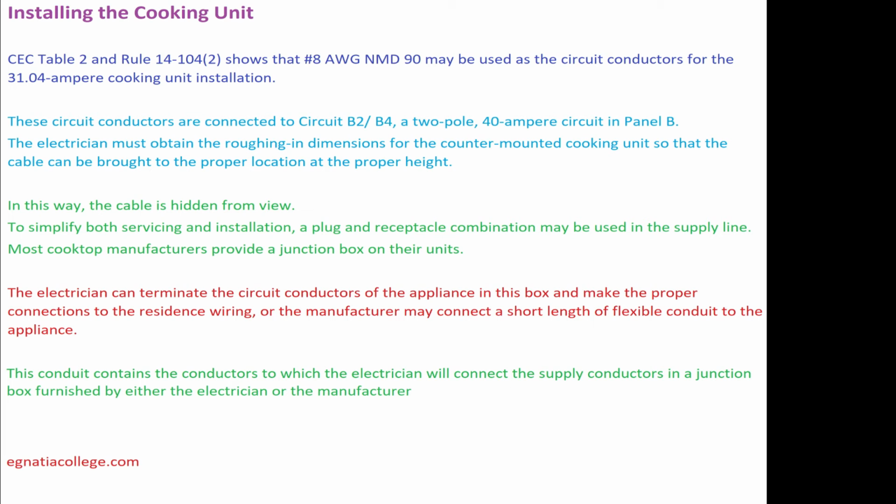The electrician can terminate the circuit conductors of the appliance in this box and make the proper connections to the residence wiring, or the manufacturer may connect a short length of flexible conduit to the appliance. This conduit contains the conductors to which the electrician will connect the supply conductors in a junction box furnished by either the electrician or the manufacturer.